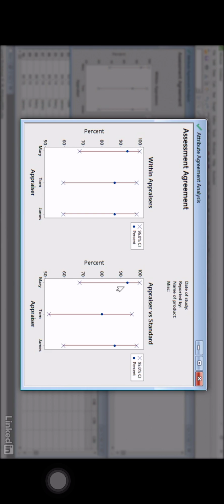The details of this chart can be seen in the session window output. Let's go there next. Make this a little bigger. And let's go to the top. Here we have it. So the numbers are shown here for Mary, Tom, and James as far as percent agreement. And below that, you have the kappa values.